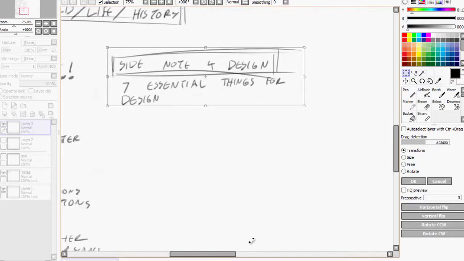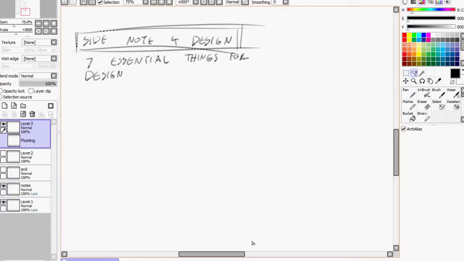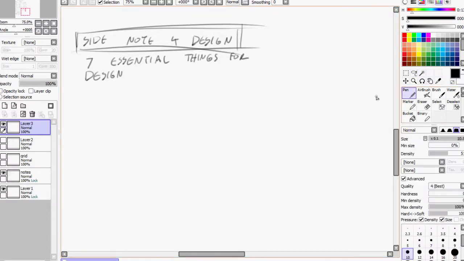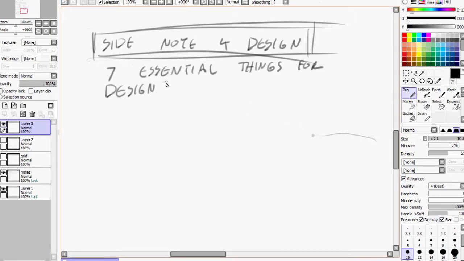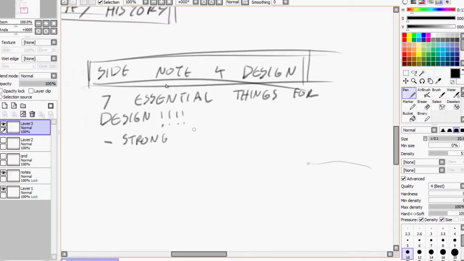Okay, here it is. The 7 essential things for a strong design, for good design. Number 1, you need to have a strong silhouette. Don't forget this. I keep forgetting it, and I always get bashed for it. Where's the silhouette? It's the number 1 thing. I don't think I can forget silhouette anymore because it's been bashed against me so many times. It's not even funny.